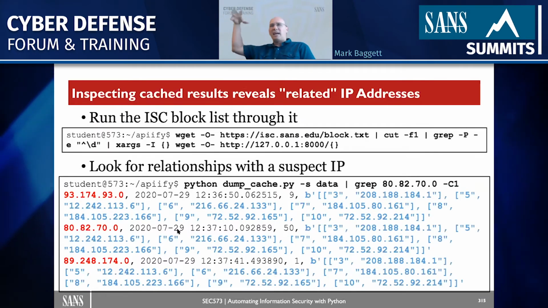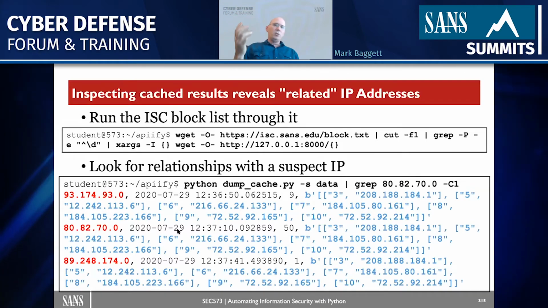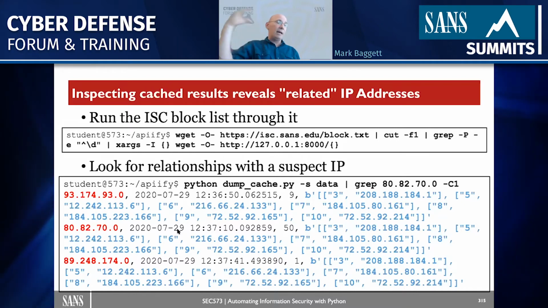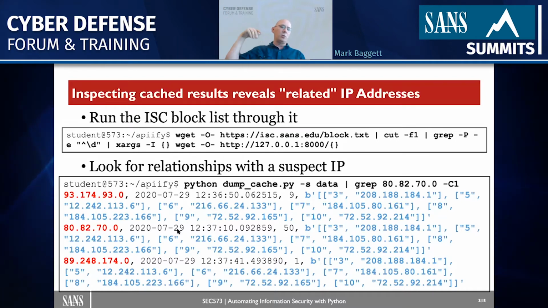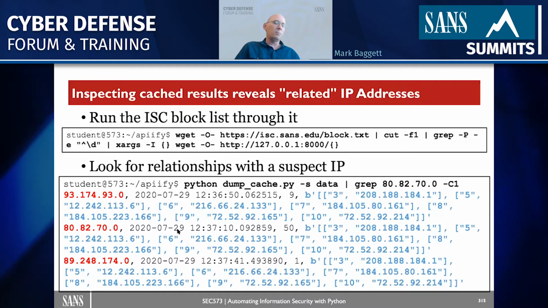So I just dumped the cache out of my domain stats. And then what I'm going to do is download from the SANS Internet Storm Center. Here on the top, you see I download the SANS Internet Storm Center's block list. And then I'm going to go through and make a request to APIIFY and just tell it to do a traceroute to every single one of the hosts that's in the SANS block list.